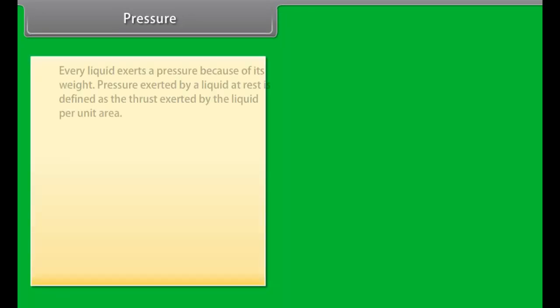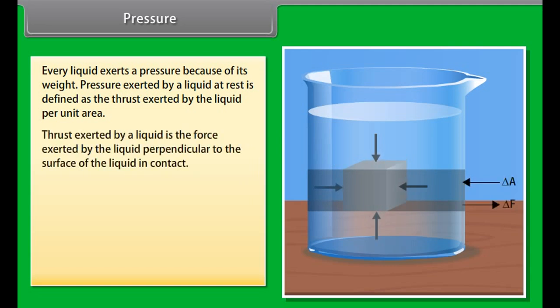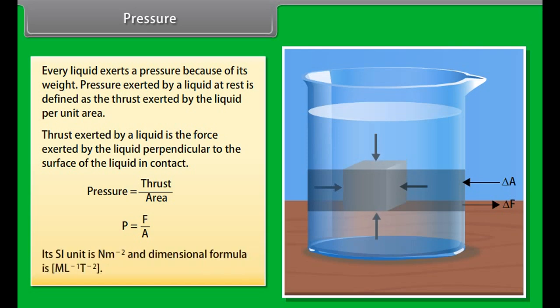Pressure. Every liquid exerts a pressure because of its weight. Pressure exerted by a liquid at rest is defined as the thrust exerted by the liquid per unit area. Thrust exerted by a liquid is the force exerted by the liquid perpendicular to the surface in contact. Pressure is equal to thrust upon area. P is equal to F by A.